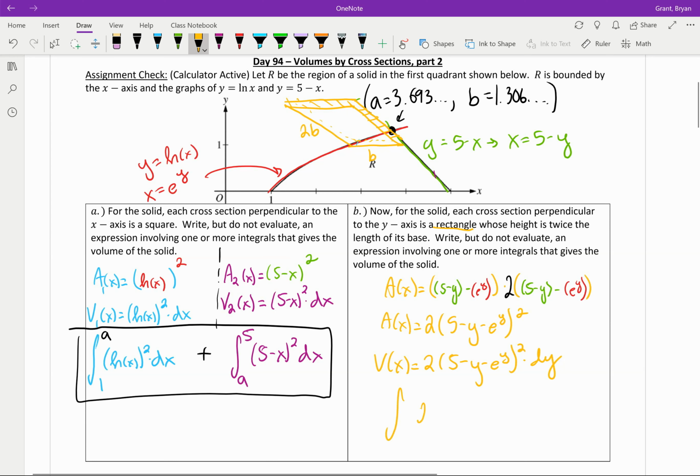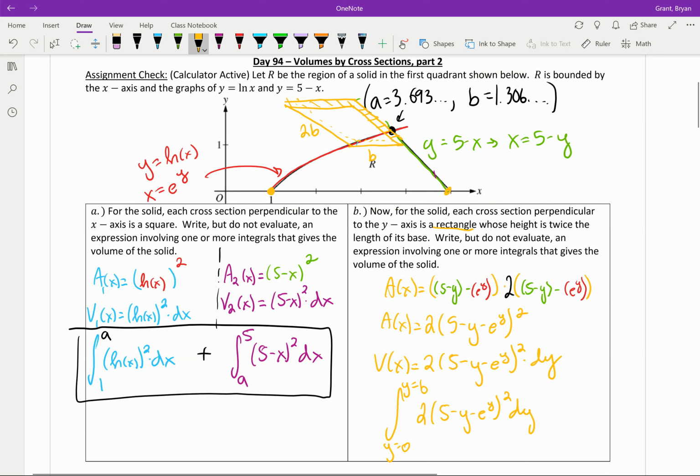Integral, we have this 5 minus y minus e to the y squared dy from where to where? Well, everything's in terms of y. So I'm going to put y equals just so I don't forget. The lowest y value down here is the y value of 0. This is the point 1 comma 0, 5 comma 0, so it's a y of 0. The highest y value, well, that's b up at the top. So 0 to b. And we're done.